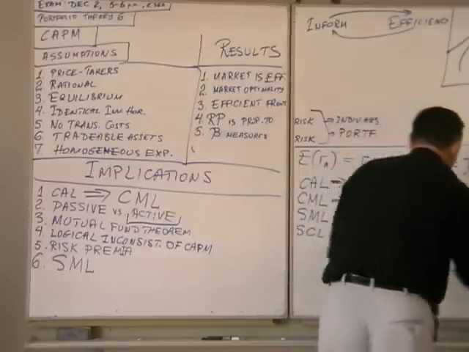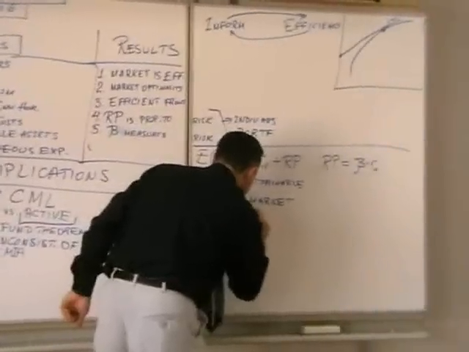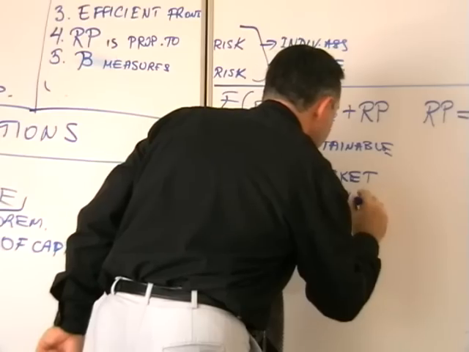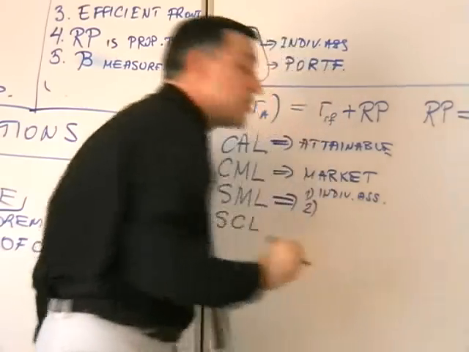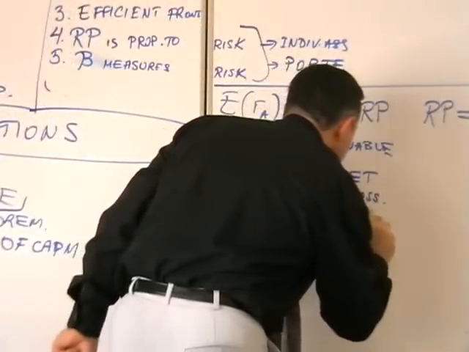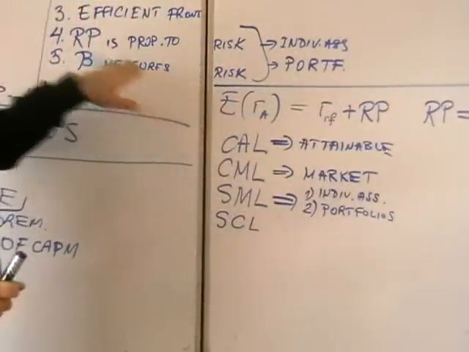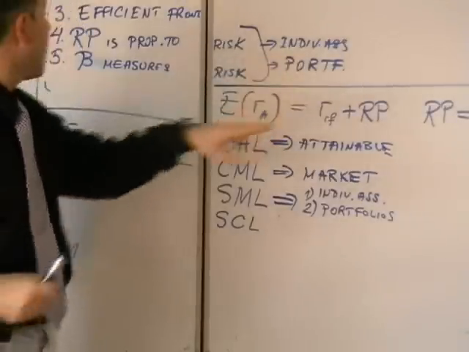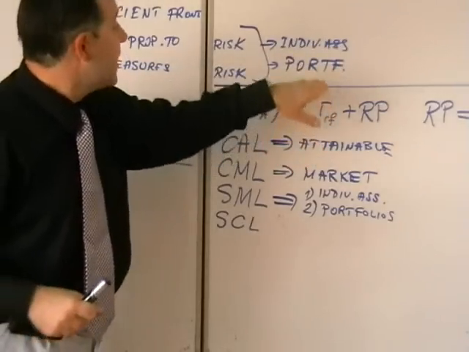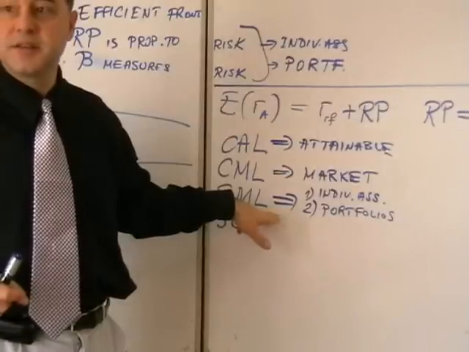The SML, security market line, works equally well with individual assets, and works well with portfolios. Now, there is no miracle here. It effectively uses this property that the risk premium works equally well with individual assets and works equally well with portfolios. So this is what the security market line is saying.